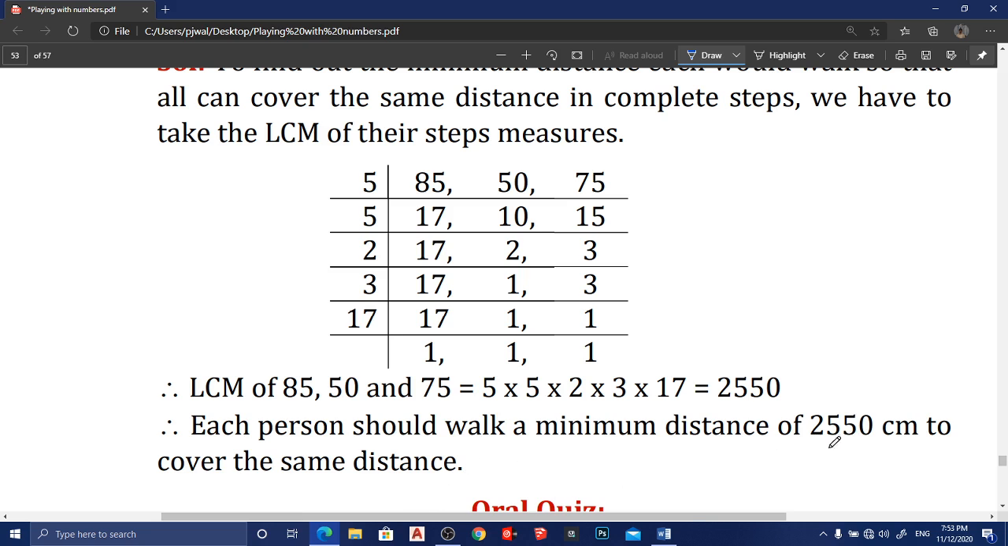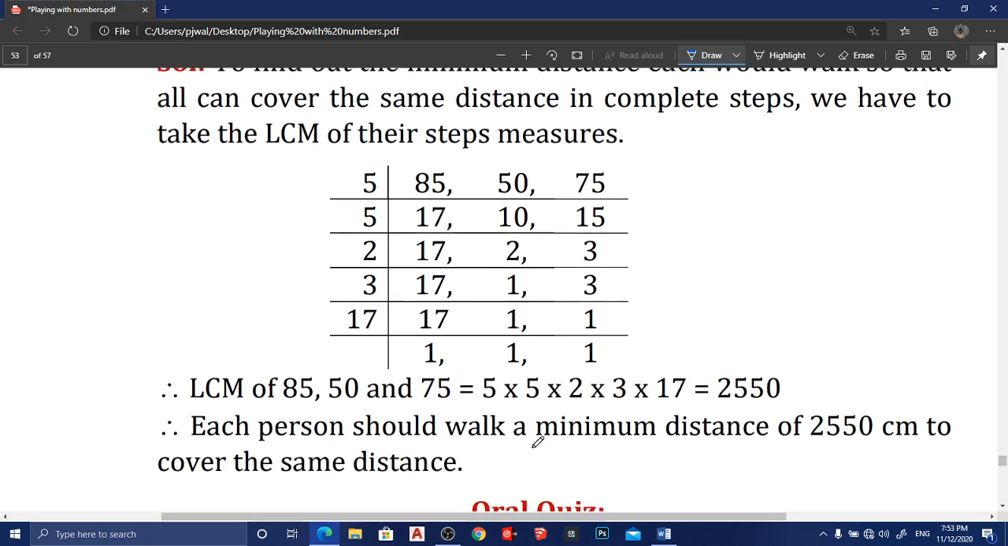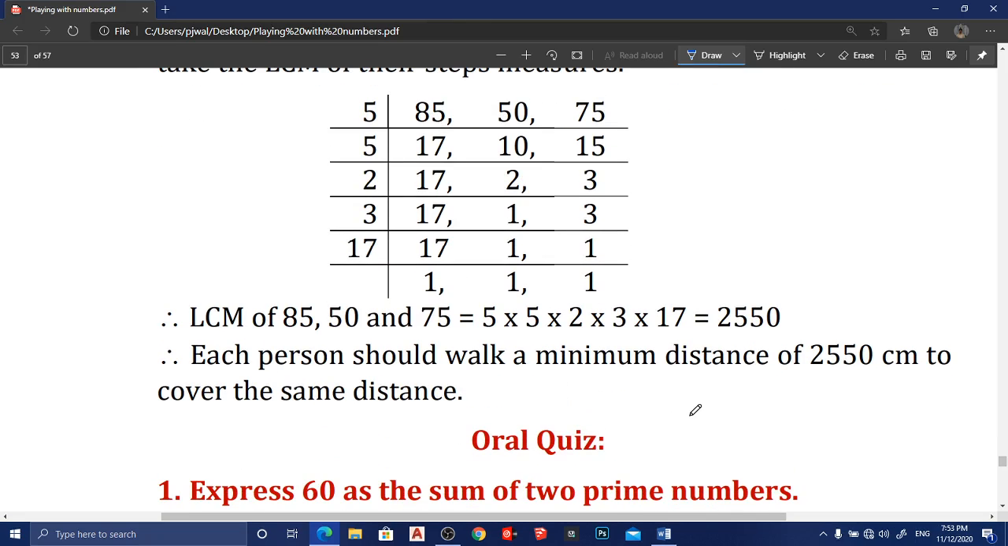This is the least common multiple of these three numbers, 85, 50 and 75. So after covering 2550 centimeters, which is the least common multiple of these three numbers, they will meet together.